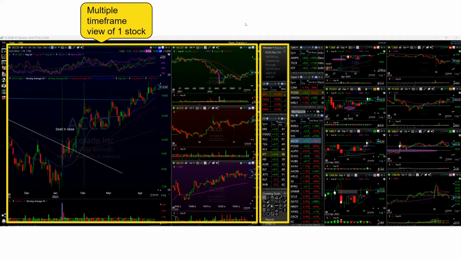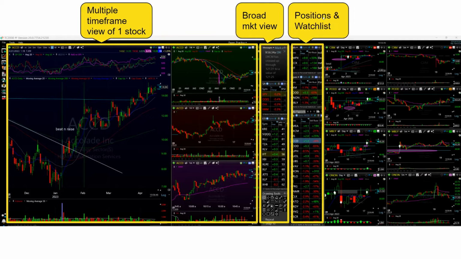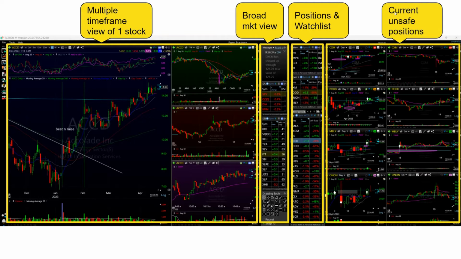Now, the second section is where I have a broad market overview. I will go through what each of these boxes are and how to set them up. The third section is where I have my open positions and my watch list. And the fourth section is where I have my current unsafe positions. So these are the 4 broad sections of my TC2000 layout. Let me now walk you through each and every box and what exactly is on there.